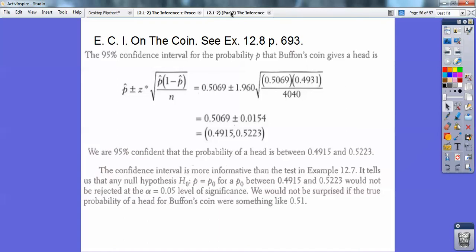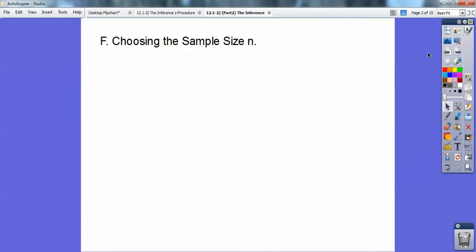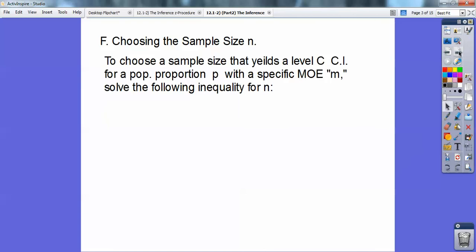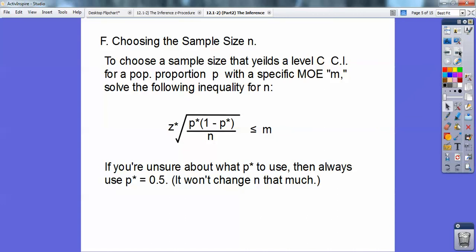All right, so here we go. Here's section F, choosing a sample size. To choose a sample size that yields a given confidence level for a population proportion with a specific margin of error m, you solve the following inequality. If you're unsure about what proportion you're going to use, then always use 50%. So this would be 0.5, this would be 0.5, and it's not going to change your n size that much.